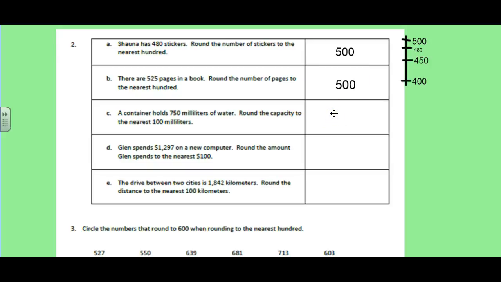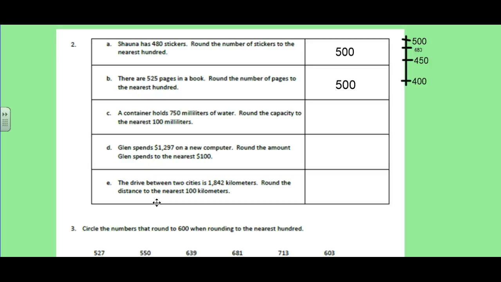These next ones are a little bit, well, I lied. D and E are trickier because they have thousands place in their numbers. So part C is only dealing with a 3-digit number still. A container holds 750 milliliters of water, so we want to round that capacity to the nearest 100. So we're taking 750 and rounding that to the nearest hundred.